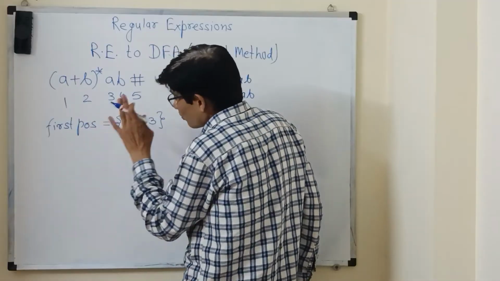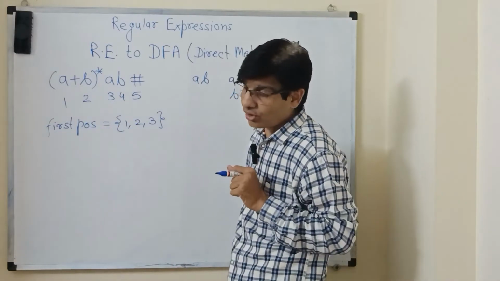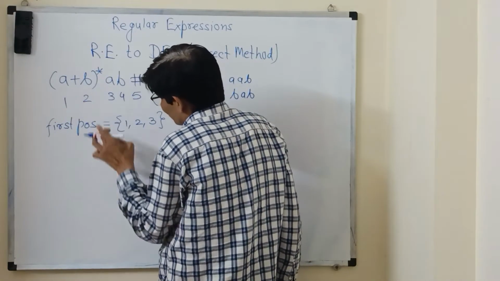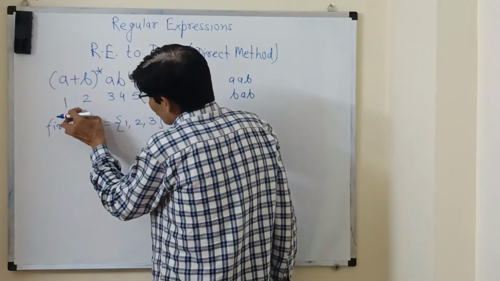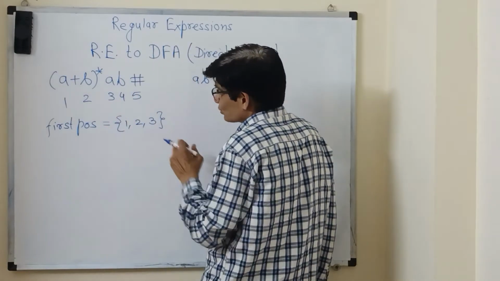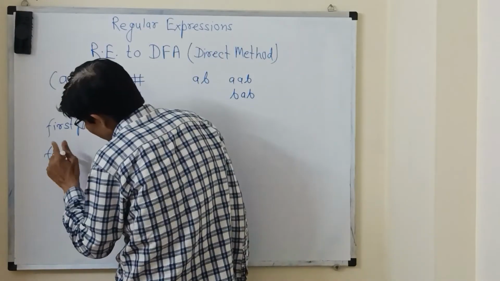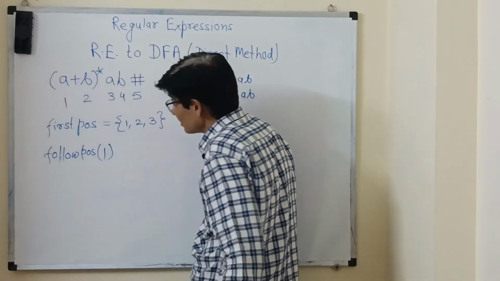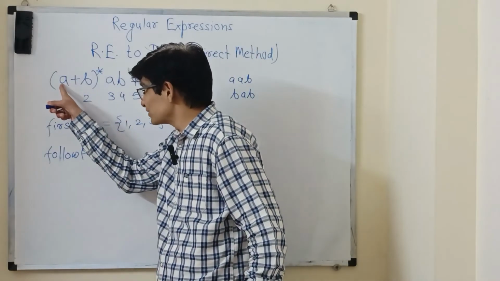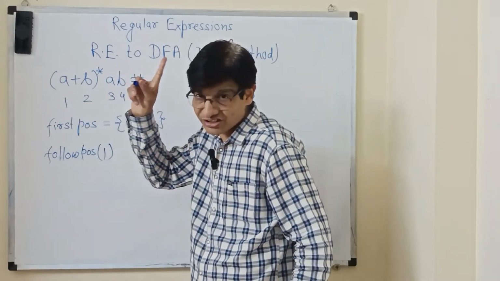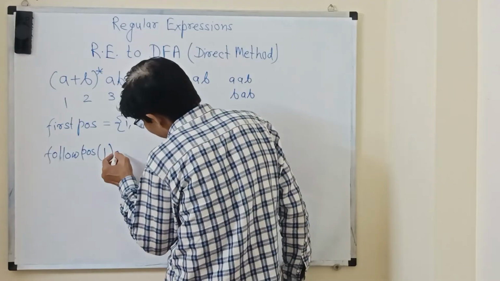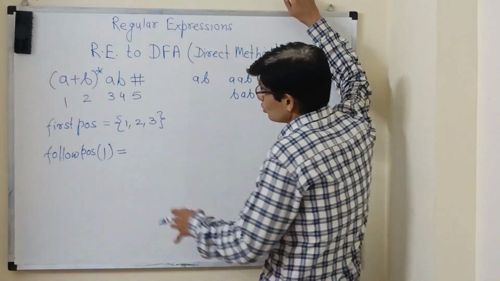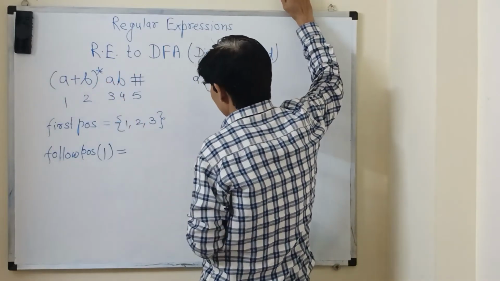Now follow pos is found for each symbol. We have here 5 symbols, so now we need to know what the follow pos of each symbol would be. First we try to find the follow pos of 1. Follow pos of 1 means the follow pos of the input symbol to which we have assigned number 1. So how can we find it? Now we need to know all possible strings from this regular expression.